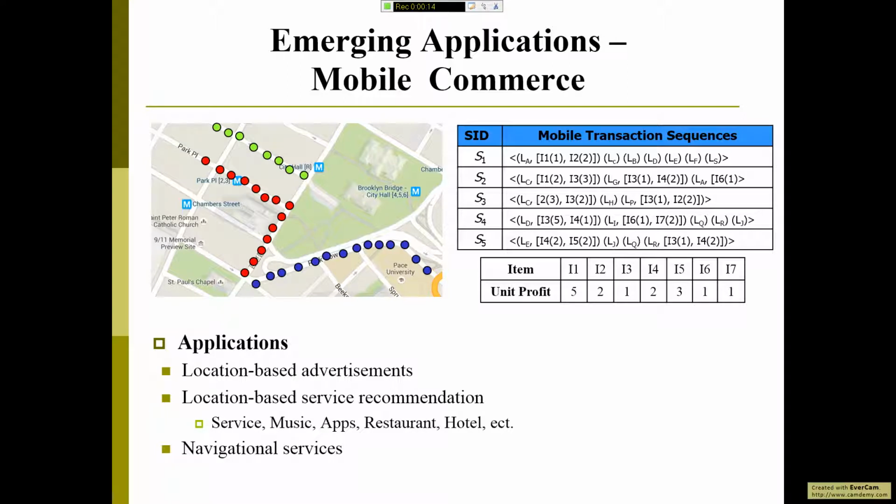It can be used to discover associations between customers' purchase behaviors and location trajectories in mobile environments. Discovered patterns can be utilized for location-based advertisements, navigational services, location-based recommendation systems, and many other applications.